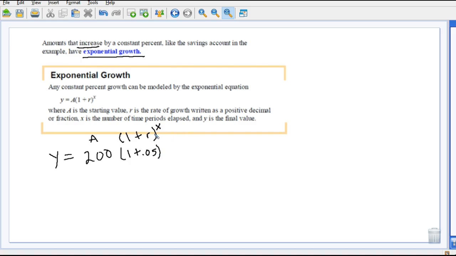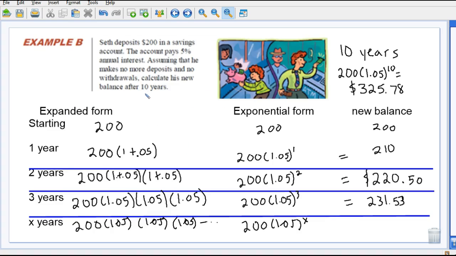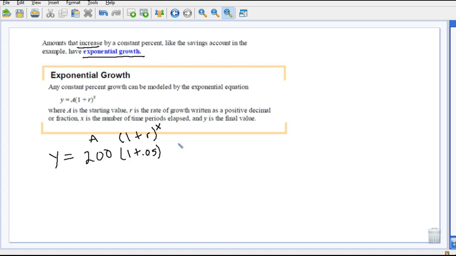In this case, our x was 10 years, so we just plug in 10. So for exponential growth, you have 100% plus the extra percentage or fraction included in the problem, and then we figure out what this is to find y. So there you go. That's a good explanation of examples A and B from section 6.2.